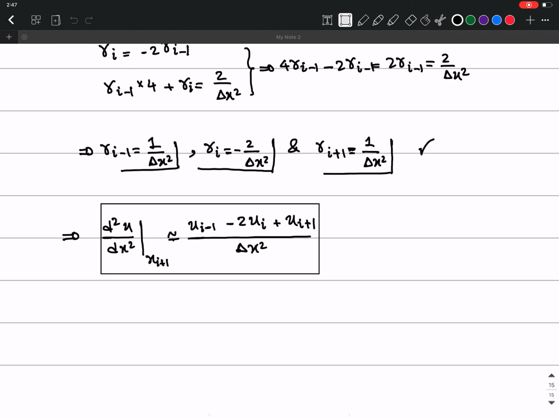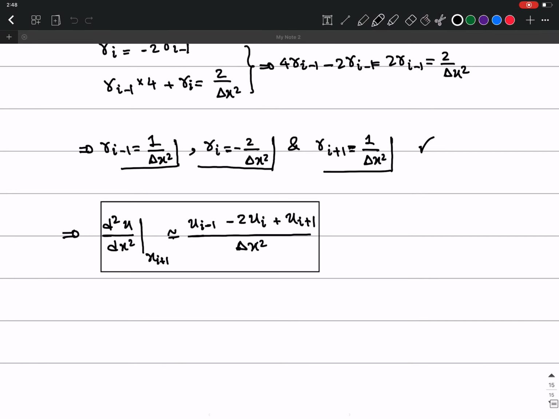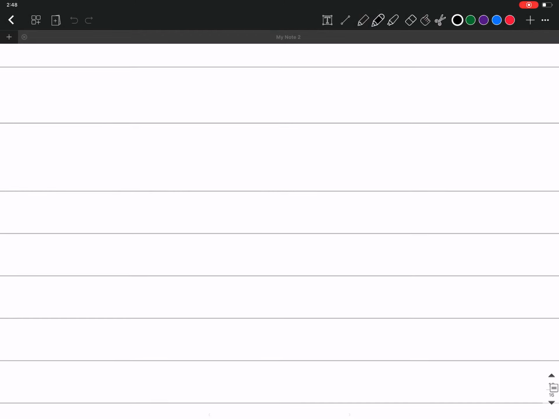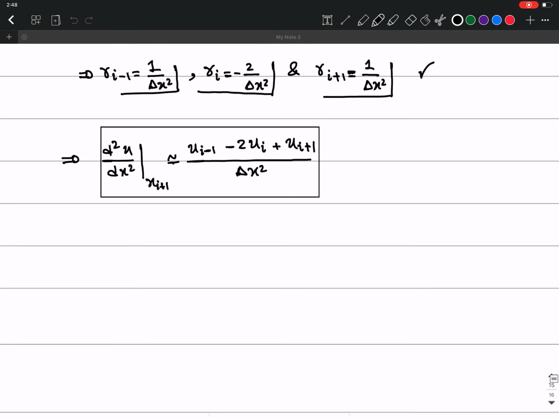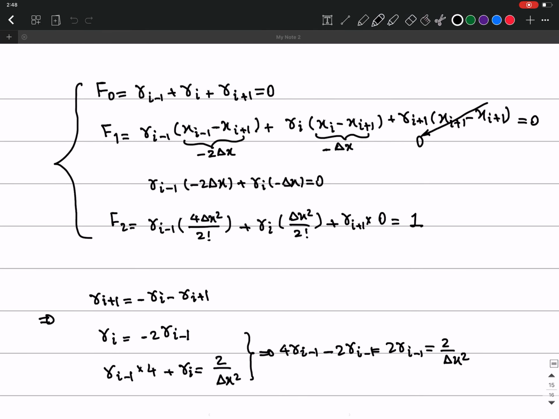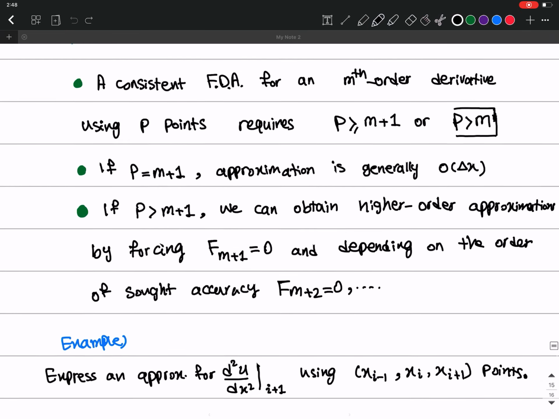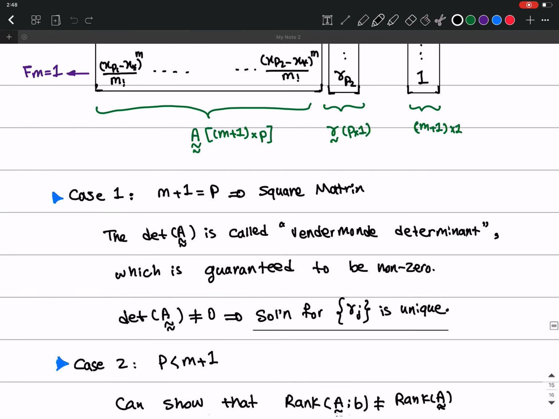Okay, so now I want to investigate what is the accuracy order of these approximations that we made. So let's examine that. In order to examine that, I'm going to look at the higher order terms and other equations, right? We only had up to F2 equations, so we have to go further to find out what is the actual order of accuracy for this approximation.